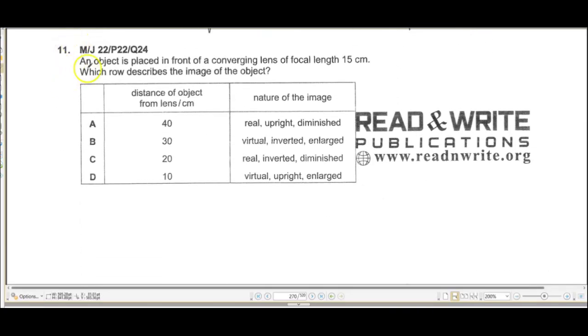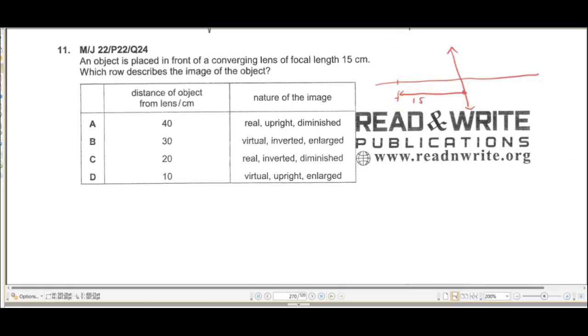Okay, question number 11. An object is placed in front of a converging lens of focal length 15 centimeters. Which row describes the image of the object? Okay. Now, an object is placed in front of a converging lens of focal length 15 centimeters. Now just look at this. This was a converging lens. Okay. 15 centimeters was the focal length.